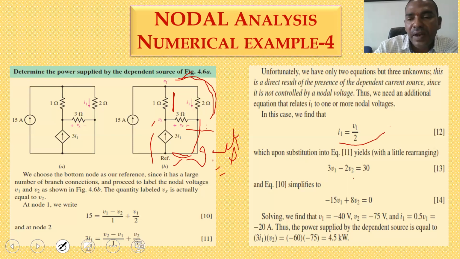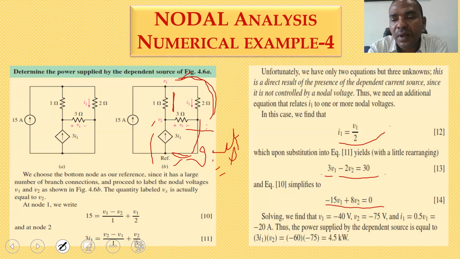So finally, after modification, we are getting 3V1 minus 2V2 is equal to 30, and minus 15V1 plus 8V2 is equal to 0. So by calculating Cramer's rule, or you can go for the general mathematical solutions, you can get V1 is equal to minus 40 and V2 is equal to minus 75 volts.